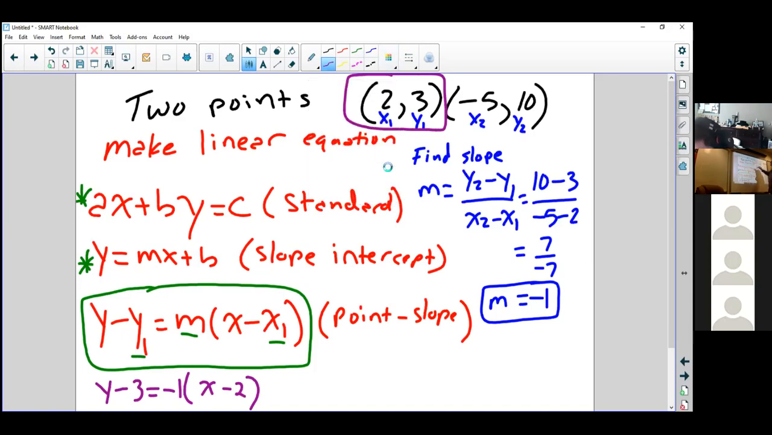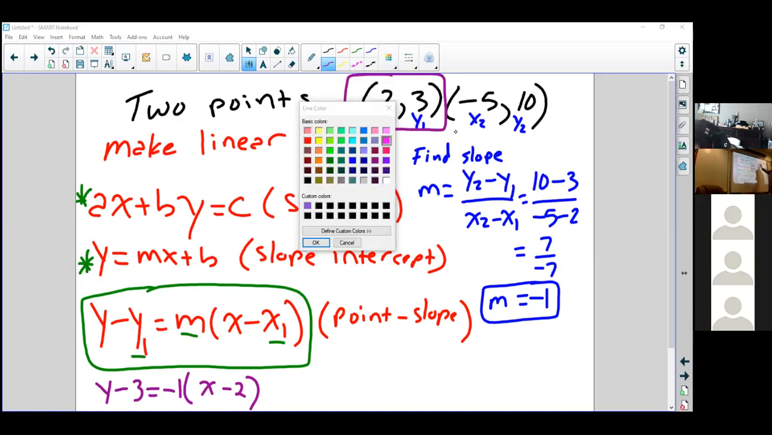Now, we're going for a fancy color. Ooh, I like the hot pink. We're going hot pink. Is that all right?